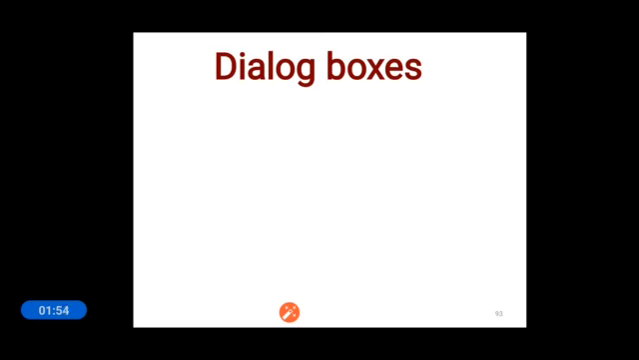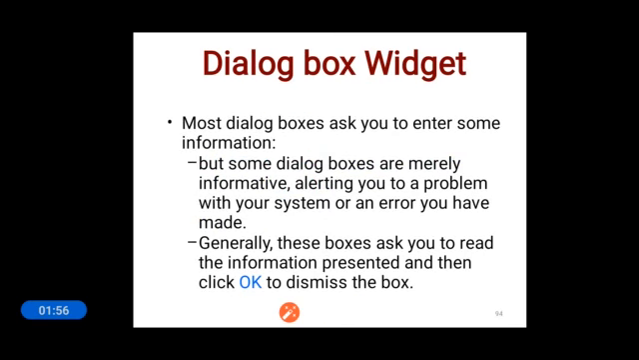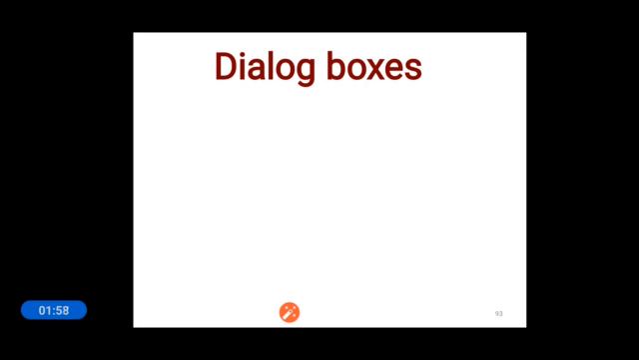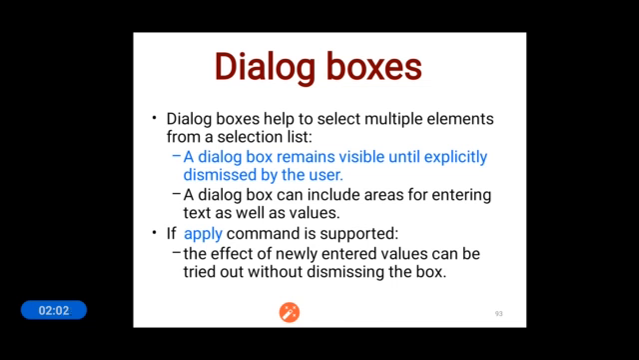Next comes the dialog box. Dialog boxes help to select multiple elements from a selection list. The dialog box remains visible until explicitly dismissed by the user. So generally, these dialog boxes will help us to select multiple elements from a selection list.